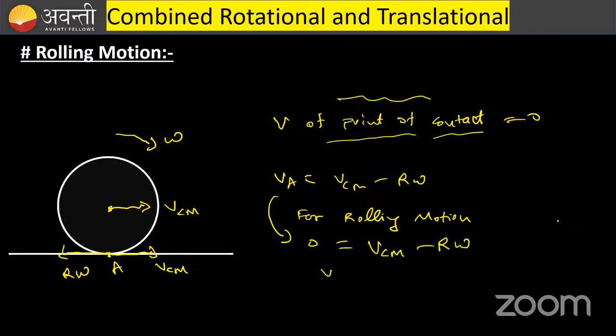So what is the value of VCM? That is equal to R omega. This is another very important relation: in rolling motion, the center of mass moves with the same velocity as the point of contact in the backward direction, if it was considered a pure rotation. Rolling motion.